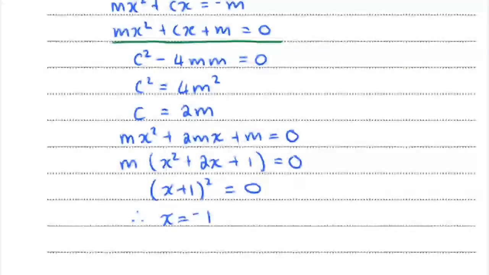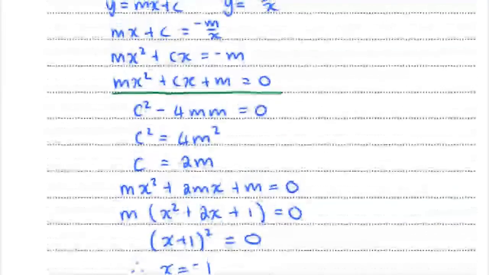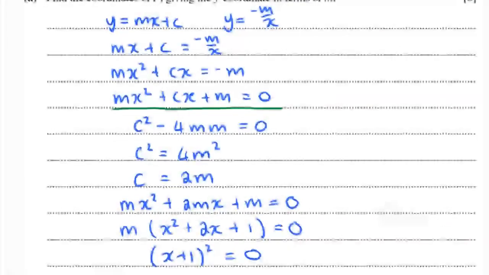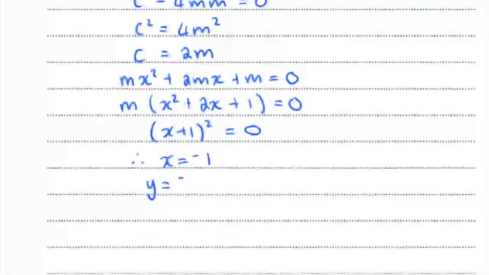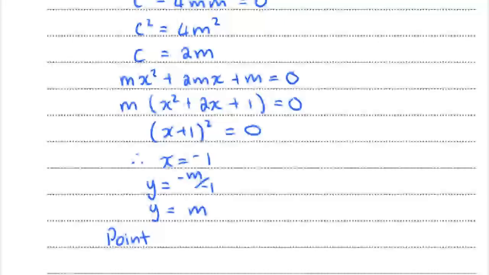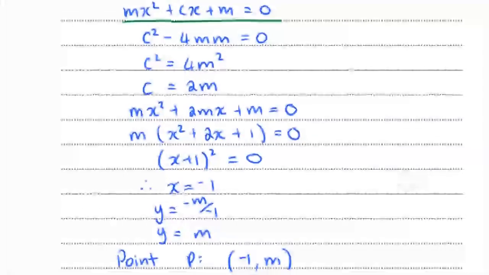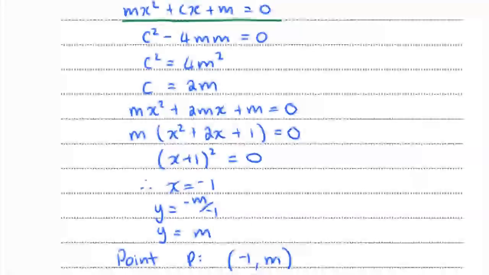So we found the x value of P, and we want to find the y value. We'll go back to either of the original equations. Well, let's go to the second one. y equals -m divided by x. And so y is -m divided by -1, which is just going to turn into m. So point P is going to have the coordinates of (-1, m). In these exams, of course, you have to show your working out to get the answer, so that would be how we do it.